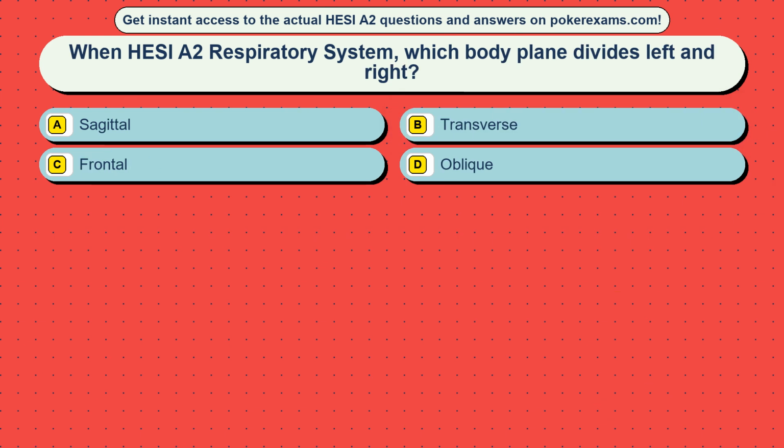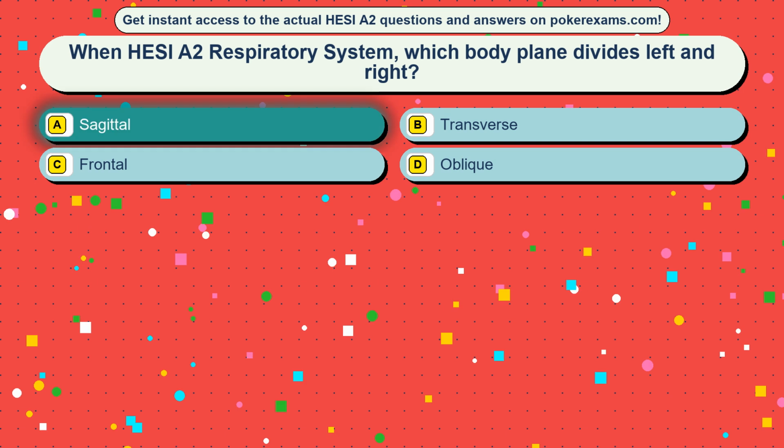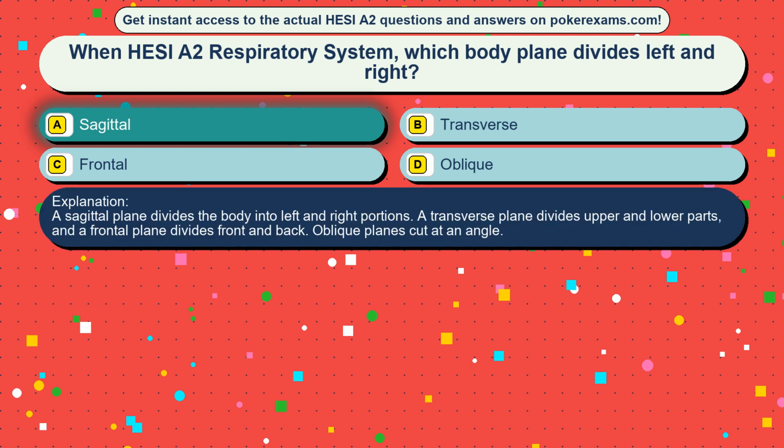Question 49. When HESI A2 respiratory system, which body plane divides left and right? Option A sagittal, option B transverse, option C frontal, option D oblique. The correct answer is option A, sagittal. A sagittal plane divides the body into left and right portions. A transverse plane divides upper and lower parts, and a frontal plane divides front and back. Oblique planes cut at an angle.